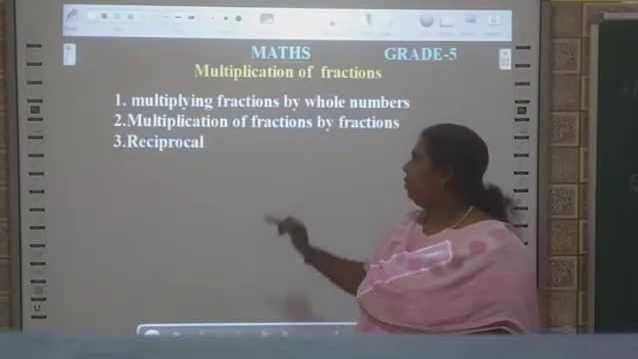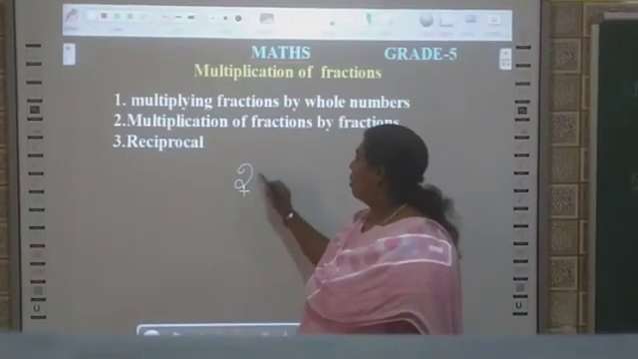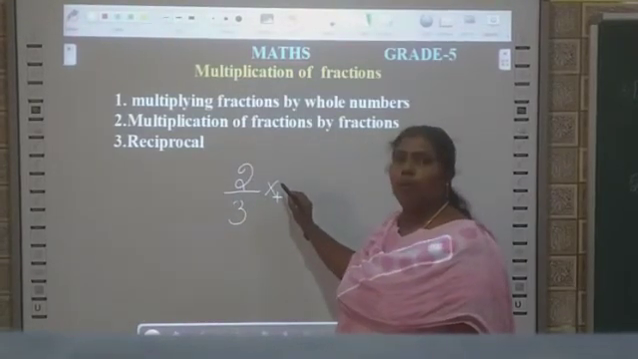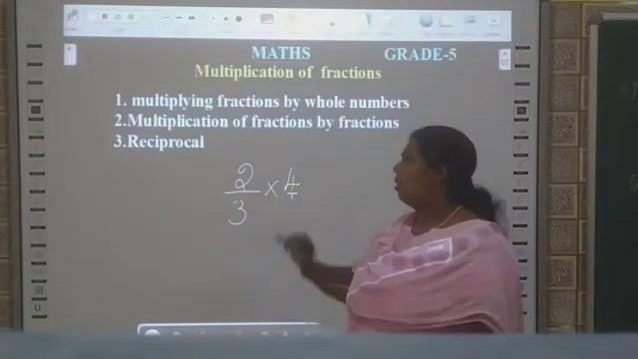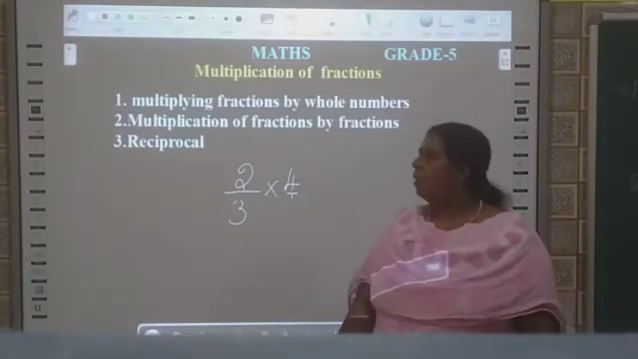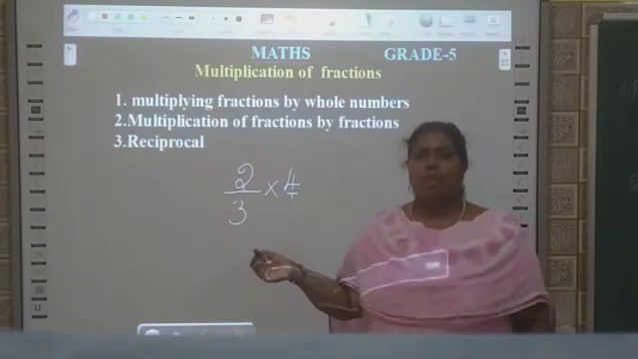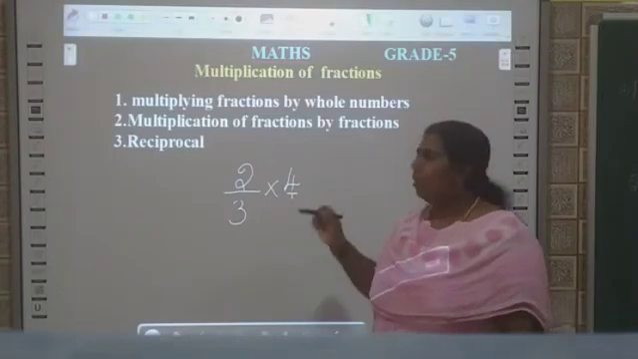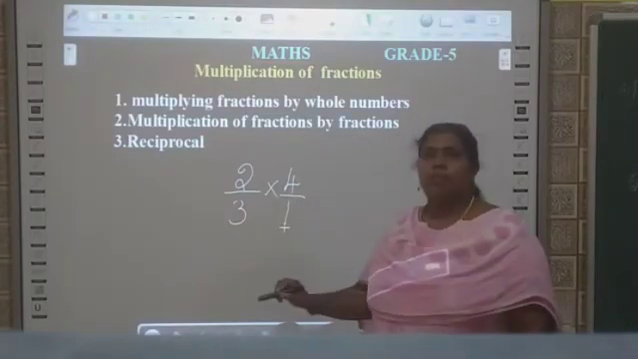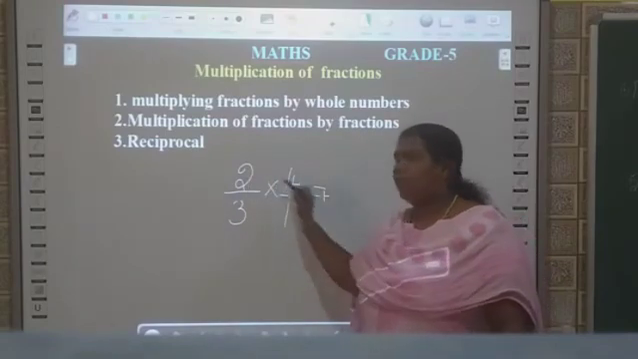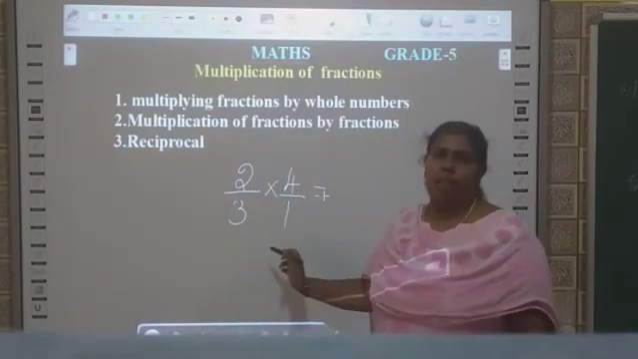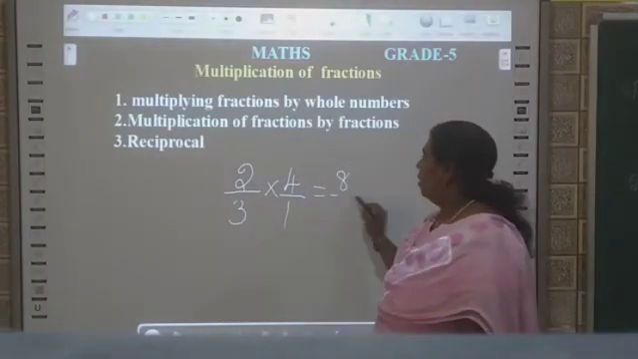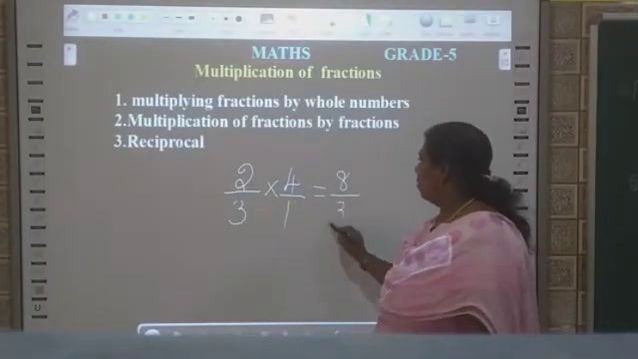How can we multiply? For example, 2 divided by 3 into one whole number. The whole number is 4. How can we multiply? All the whole numbers have a denominator, isn't it? What is the denominator value? The denominator value is 1. Then as usual we multiply the numerator with the numerator and the denominator with the denominator. 2 times 4 is how much? 8. Then 3 times 1 is 3.